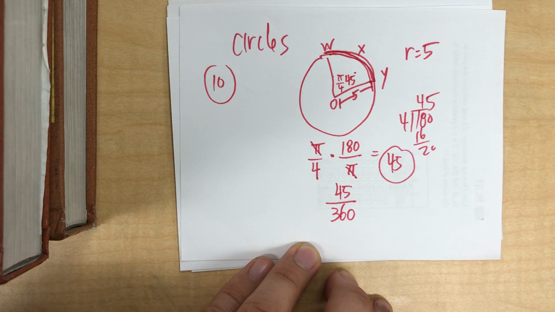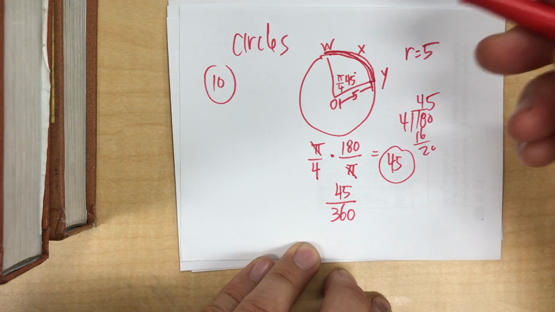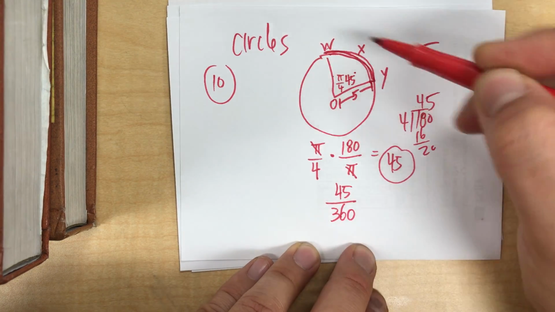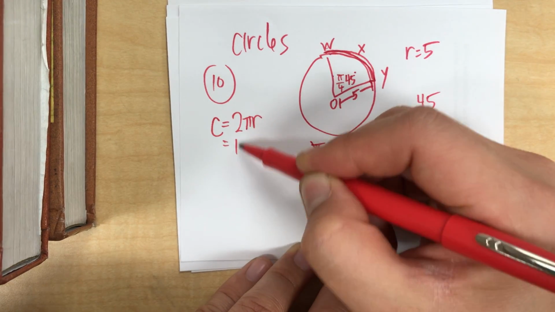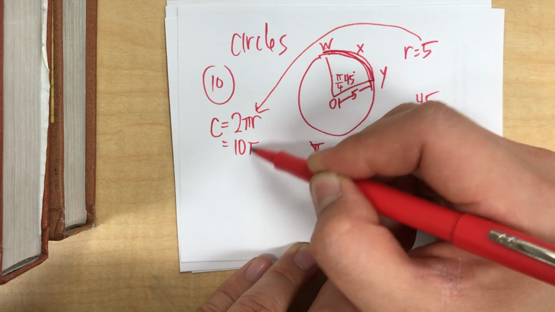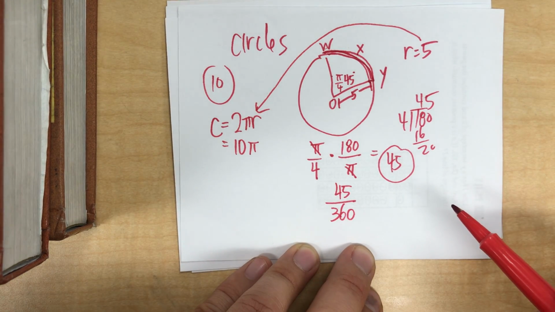And then what you see here is that there's a radius. To find the total crust around here, that's the circumference. Circumference is 2 pi r. So we're going to substitute the 5 in here. It's going to be 10, because 5 times 2 times pi is 10 pi.